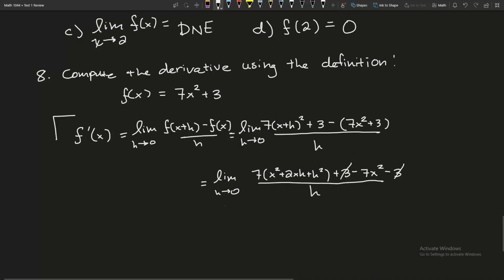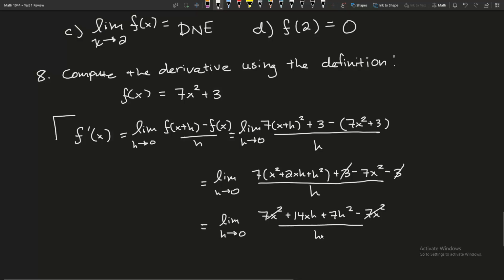And then all we have to do is distribute that 7 across the second set of parentheses. And you might already see that the 7x squareds are going to be set up to cancel as well. We have 7x squared plus 14xh plus 7h squared minus 7x squared. So the plus 7x squared minus 7x squared drop out.